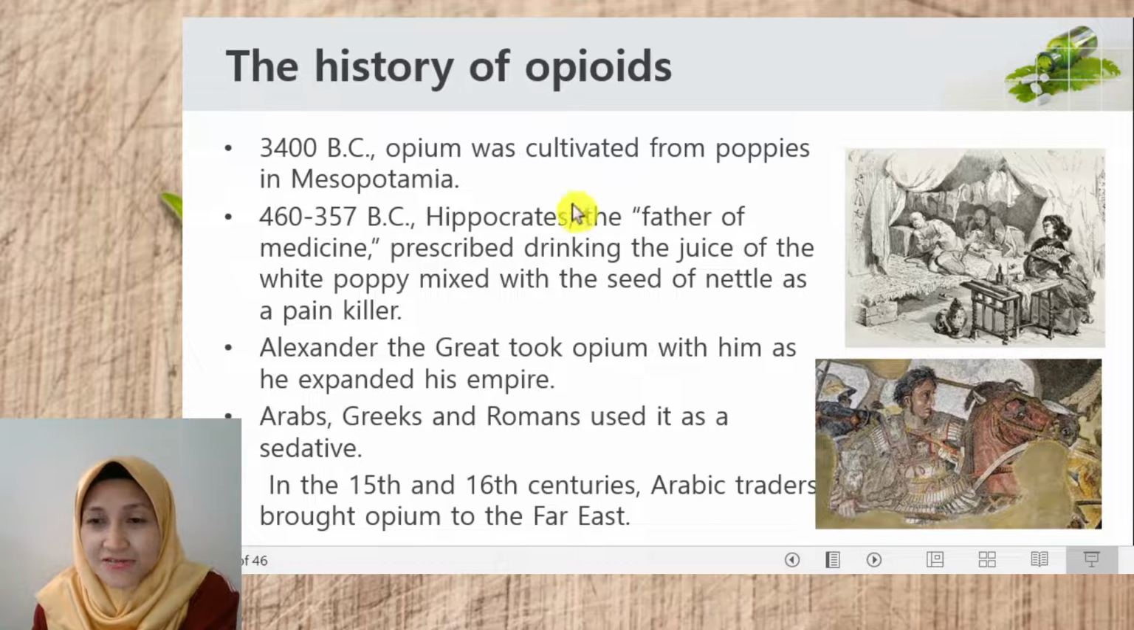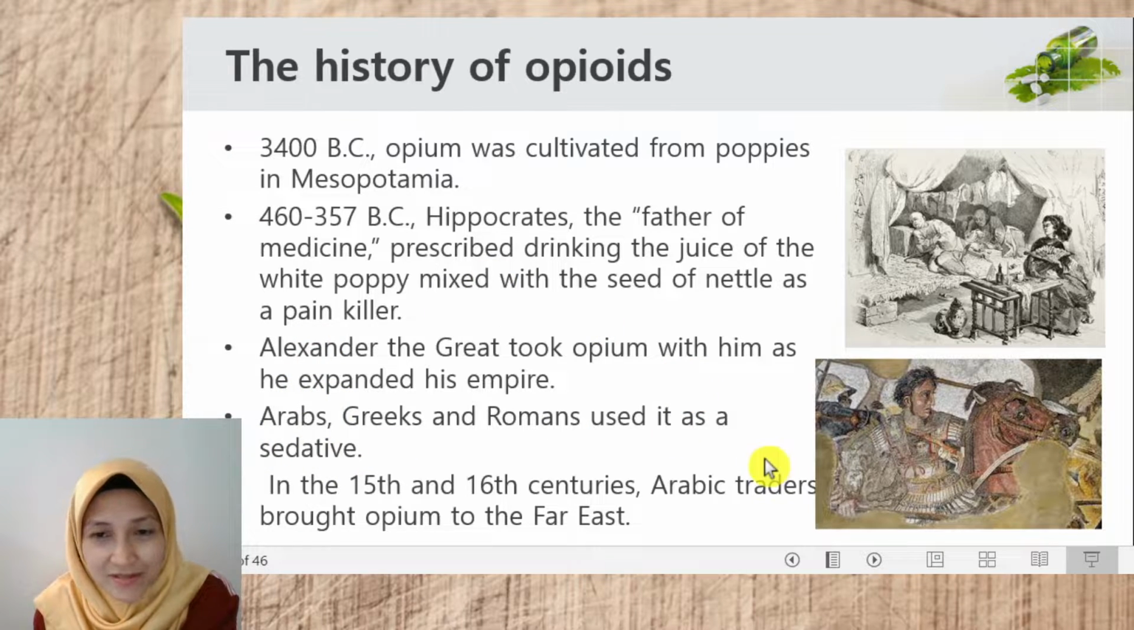And Alexander the Great conquered a lot of countries, and he expanded his empire with the help of opium as pain relief. Arabs, Greeks, and Romans also used it as a sedative. Then in the 15th and 16th century, Arab traders brought opium to the Far East, because Arabic countries were one of the spots of trading of resources during that time. With the Arabic traders, opium was brought to other parts of the world.